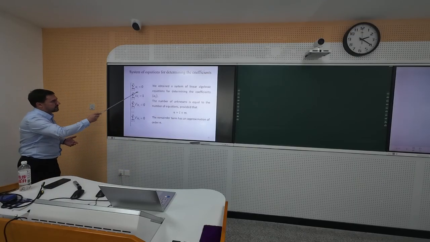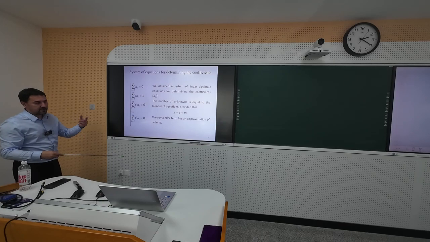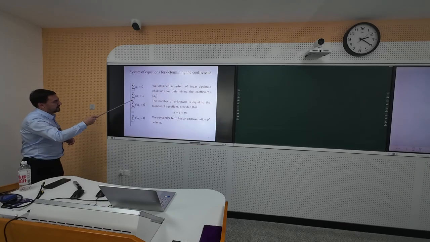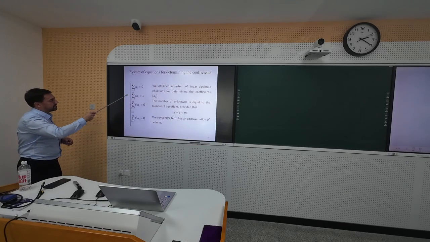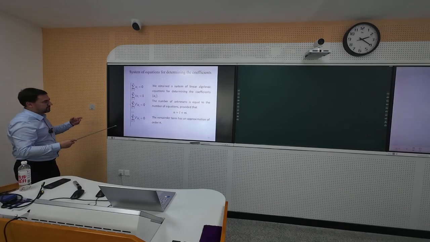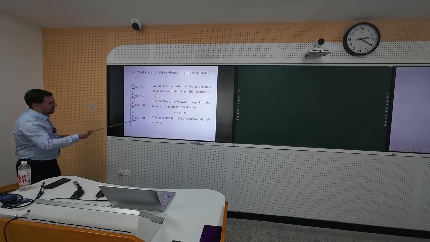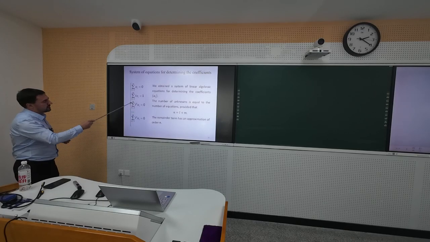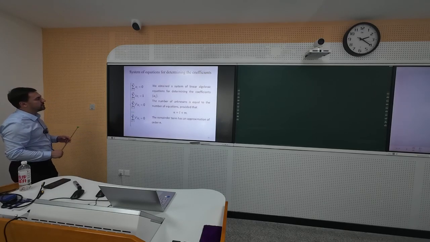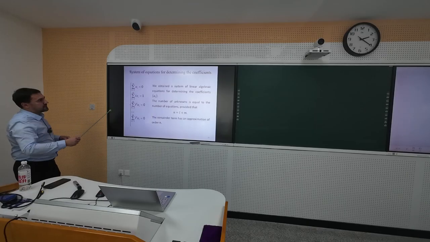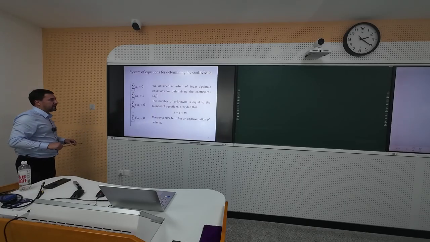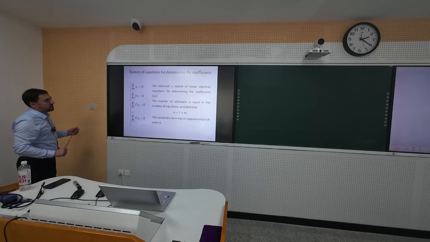So the summation of coefficients alpha should equal 0, this one should equal 1, because we want to approximate the first derivative. That is why this sum corresponds to the first derivative, and all the following terms should be equal to 0. So we obtained a system of linear algebraic equations for determining the coefficients alpha i. The number of unknowns is equal to the number of equations.